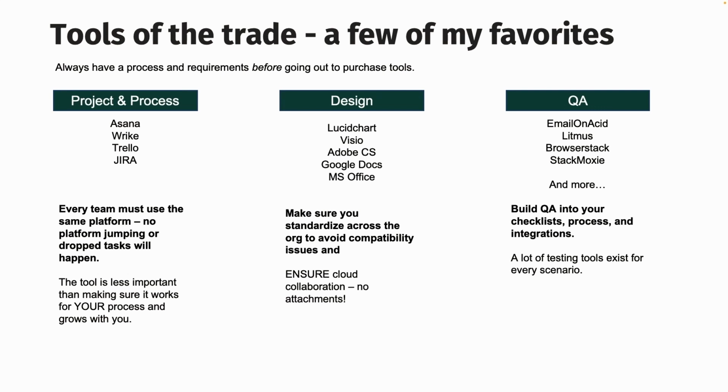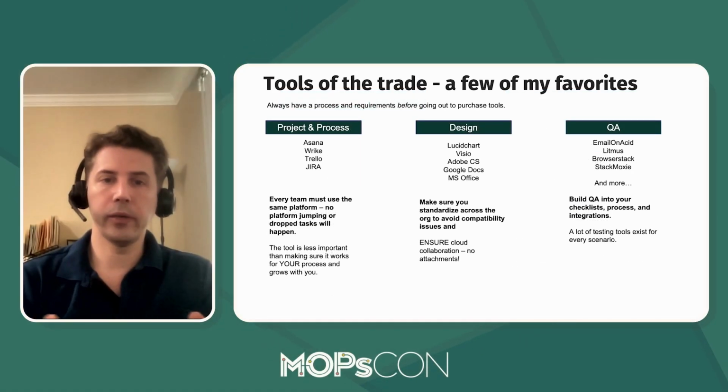For project and process management, any of these tools, Asana, Wrike, Trello, are probably fine. It will depend on your maturity of your organization, and you have enough people to manage that tool. Now, I'll make sure that everyone's using the same platform. If people are jumping platforms, that's going to create errors and break in your process.